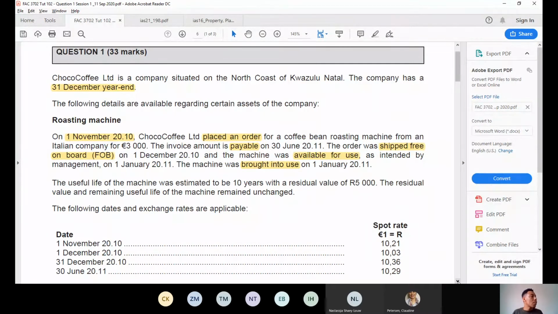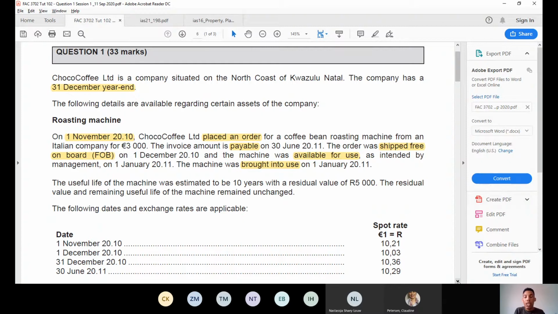So the order was shipped free on board on 1st of December 2010. Now, that wording itself triggers something. If I were you and I see that, I would say, okay, it was shipped free on board. That is when all the risks and rewards are passed from the seller to the purchaser. That was on the 1st of December 2010. So something in my books needs to happen, right? Okay. And then what is that? What is the importance of that date as far as that order is concerned? What would you have done, or what does that statement tell you?